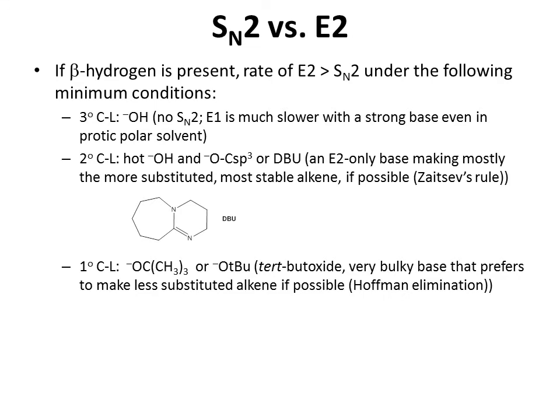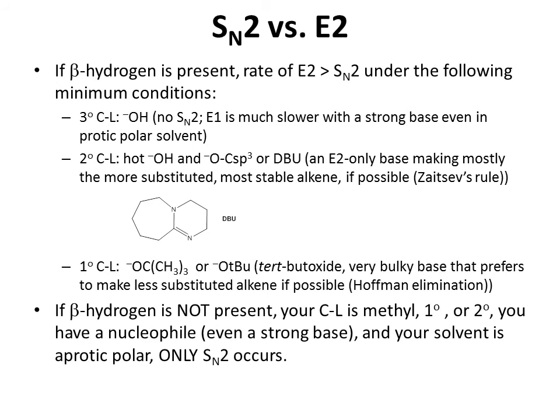It's because it's so bulky that it would be a slower reaction if it tried to grab a proton from a more substituted position to make the more substituted alkene. Thus, given the possibility of 2 different alkenes, tert-butoxide will prefer to form the less substituted alkene.